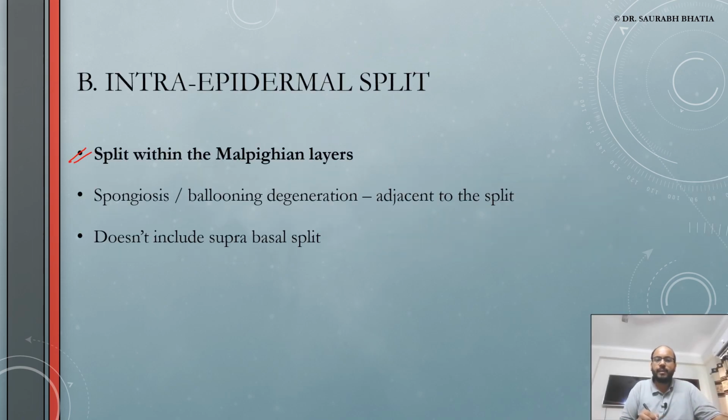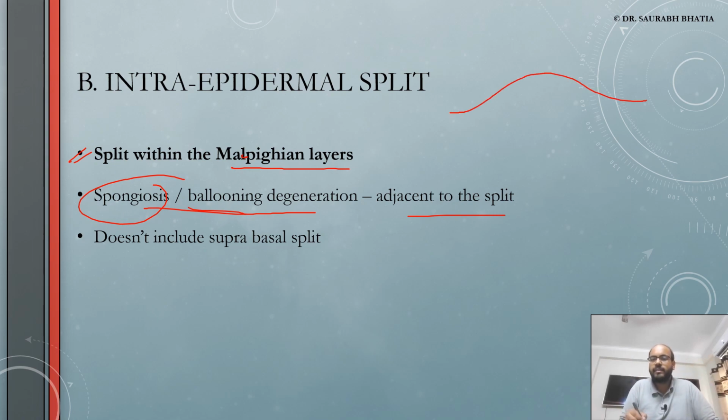The split is between the malpighian layers, which is another word we use for the spinous and granular layers. The major mechanisms involved are spongiosis and ballooning degeneration, but remember all the mechanisms: spongiosis, ballooning degeneration, junctional collapse, and cellular acantholysis. All of these mechanisms can cause an intraepidermal split, depending on why they are occurring. But you can always find these features, spongiosis and ballooning degeneration, adjacent to the split.